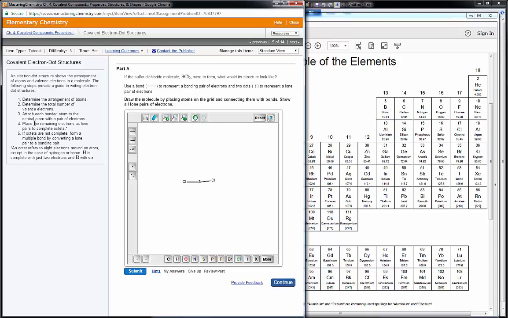Now, we are going to place remaining electrons as lone pairs to complete octets, and we always do the exterior atoms first, and any remaining are going to go in the middle.